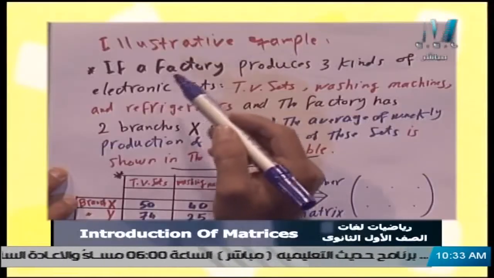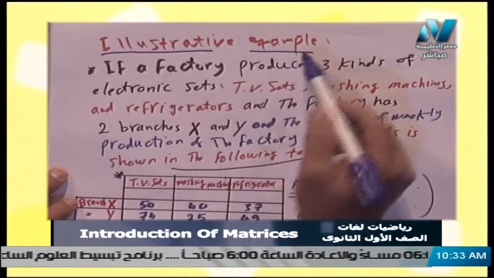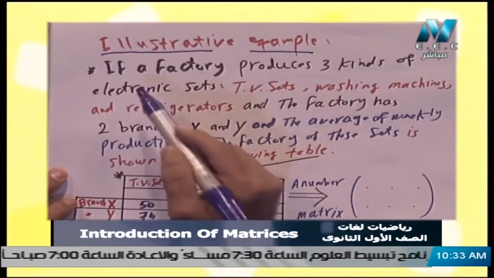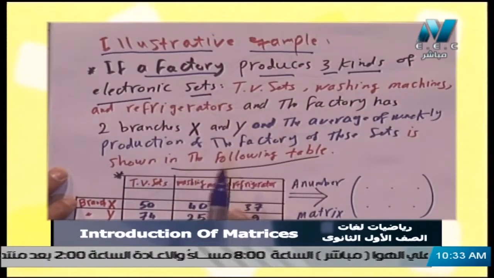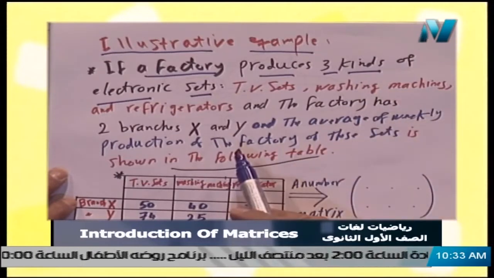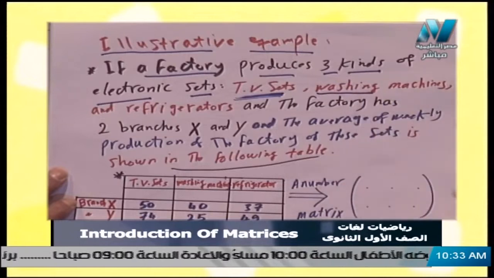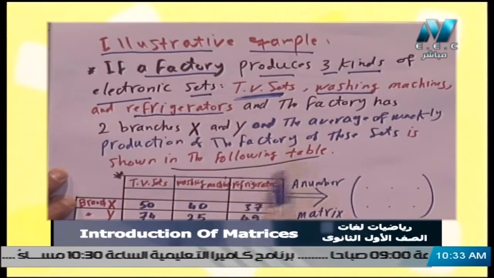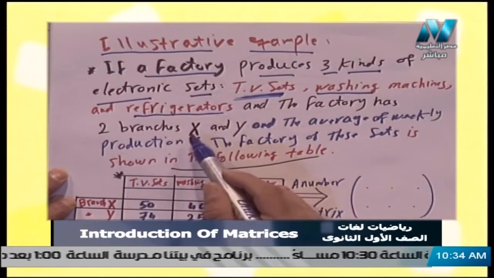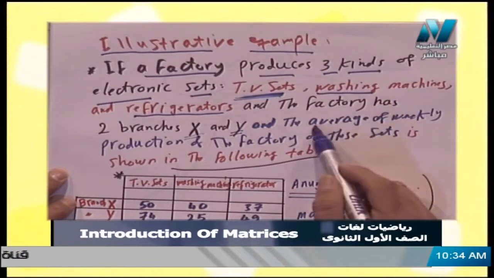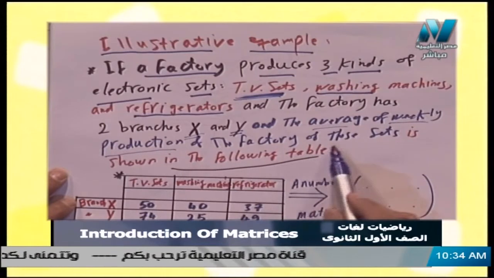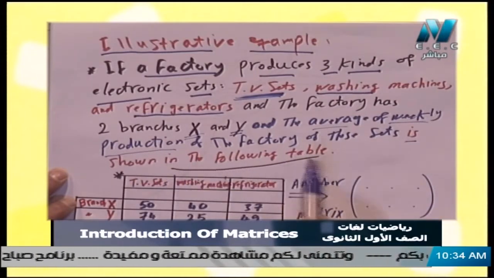Let's move to the second example. We have an illustrating example here to make it easier for you to know what matrices are. Let's concentrate here. If we have a factory in our country that produces three kinds of electronic sets: TV sets, washing machines, and refrigerators. The factory has two branches, the first called X and the second called Y, and the average weekly production of these sets is shown in the following table.